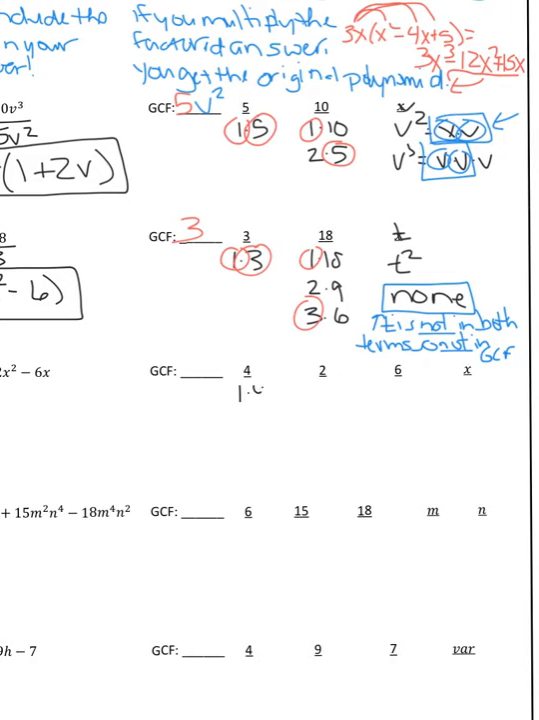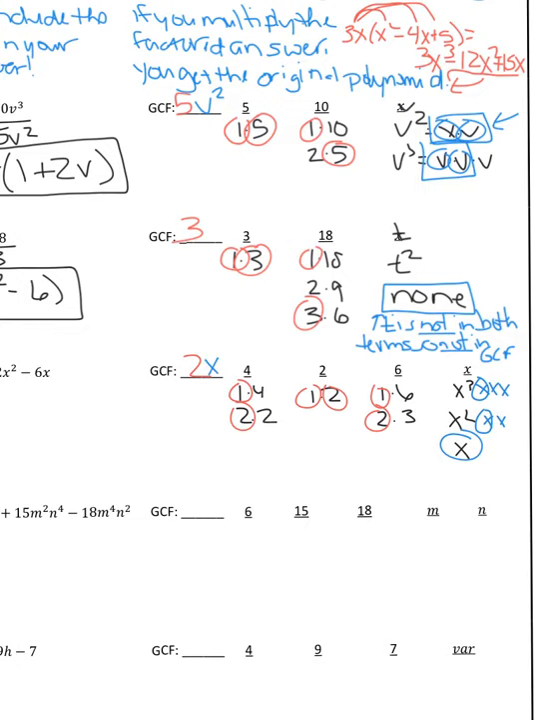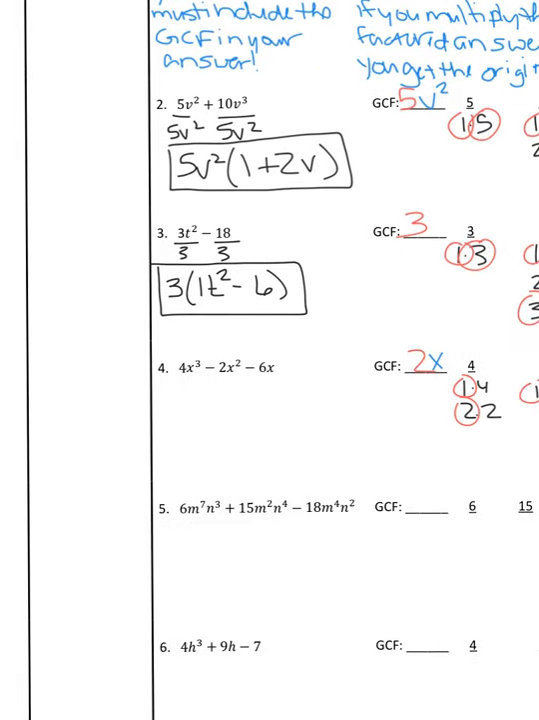So let me do it. So 1 times 4, 2 times 2, 1 times 2, 1 times 6, 2 times 3. We have x cubed, x squared, and we have just an x, right? So if I'm looking at here, I have 1, 1, 1, 2, 2, 2, so that's a 2. X is all they have, because if we do this, x times x, there's one of those. And if you wrote them out, then there's one of those. So 2x is my GCF. Hopefully you got a GCF of 2x.